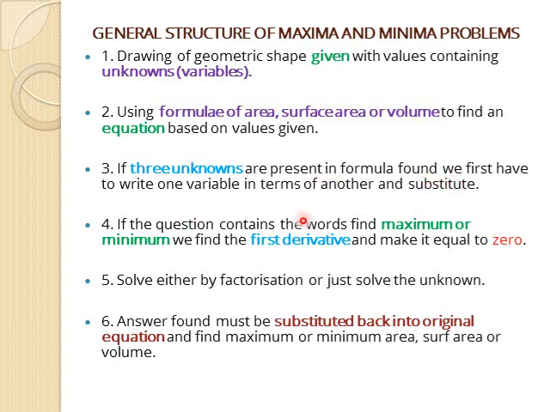If my question contains the word find maximum or minimum, we first have to find the first derivative and make that equal to 0 and solve for x. Right, that always goes back into the original equation. Solve either by factorization or just solve the unknown. As I said, the answer found must go back in the original equation. So this whole structure question is similar to finding the stationary point under cubic functions. There's a specific pattern. If you get used to it, you shouldn't have any problem answering this question.